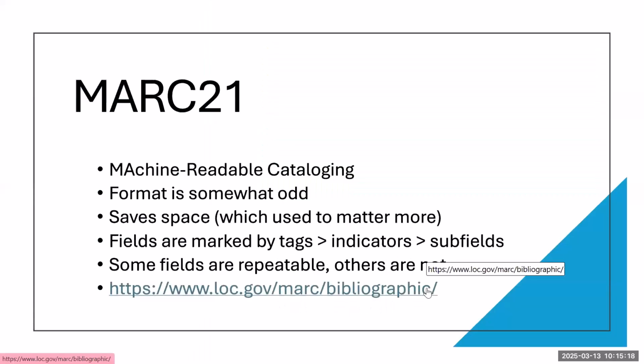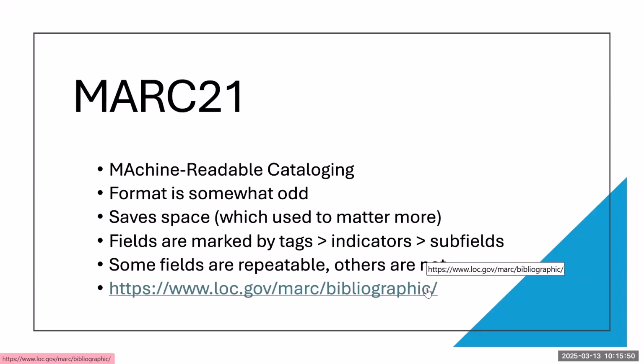So MARC 21, or MARC, is by far what most of our records are in the library world, and where it all began, sort of the bedrock of library metadata. The acronym stands for Machine Readable Cataloging. In my opinion, it's just pretty old and somewhat odd, somewhat wonky. And I think that format was originally created to save space, which used to matter a whole lot more in the early computing days.